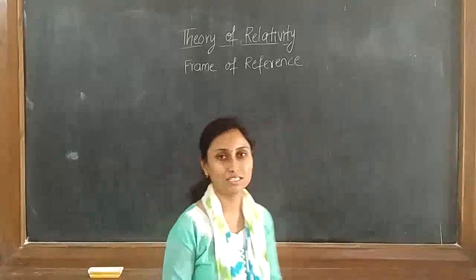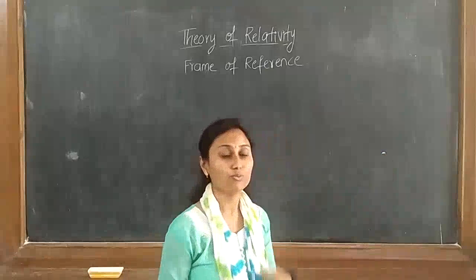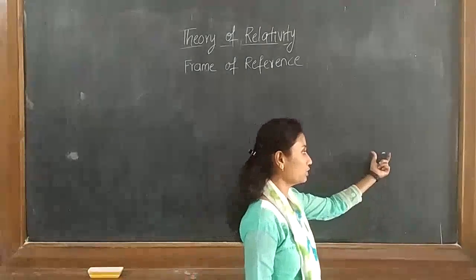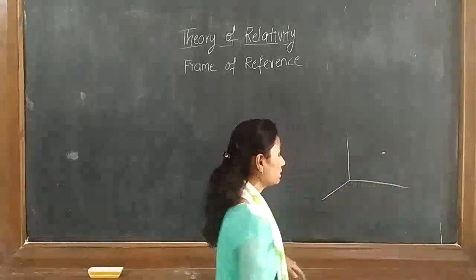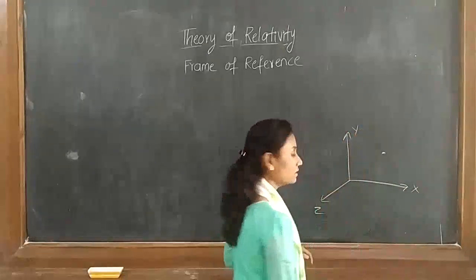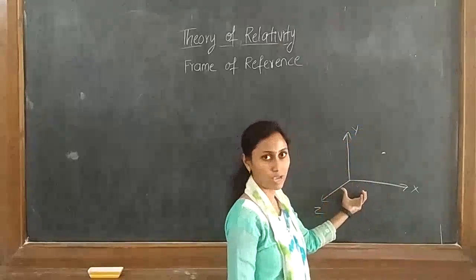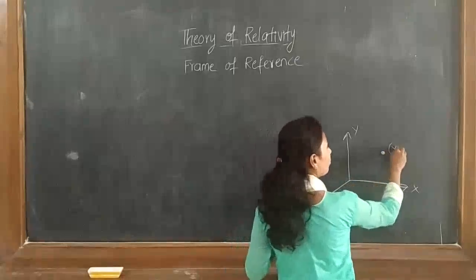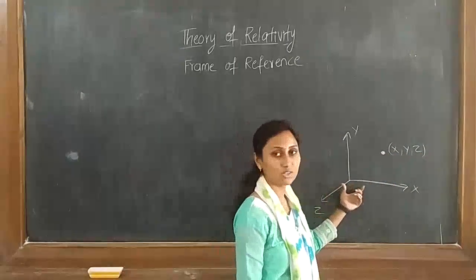A frame of reference is nothing but, suppose a body is there. If you want to specify the position of a body, then you use some coordinate system, isn't it? That coordinate system is nothing but the x-axis, y-axis and z-axis, which are perpendicular to each other. With the help of this system we define the position as x, y, z, isn't it? And this system is called what?